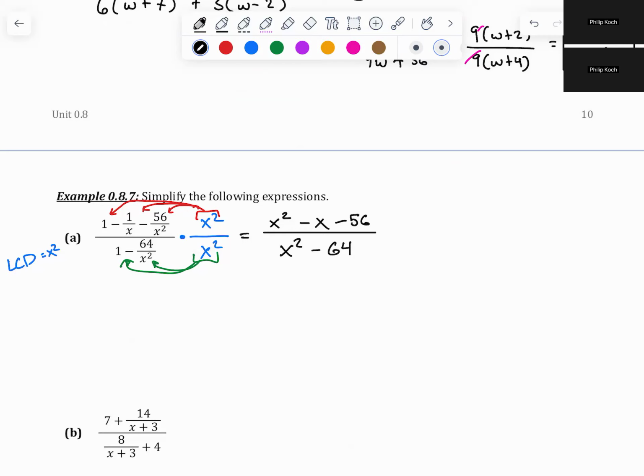And then that will factor nicely, just to save us on time, but I encourage you to check it on your own. The numerator factors to x minus 8 times x plus 7, divided by x plus 8 times x minus 8. And the x minus 8s cancel, leading to a final answer of x plus 7 over x plus 8.